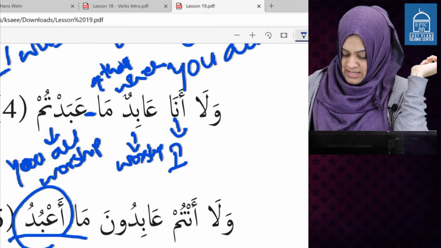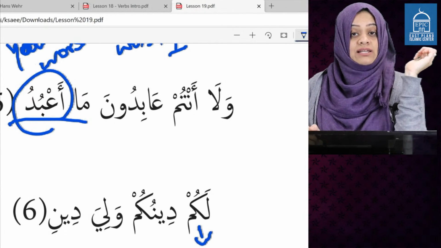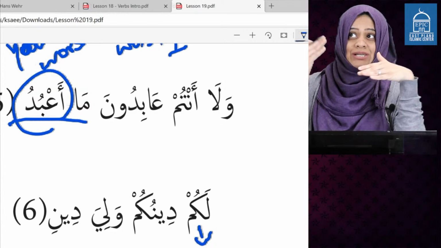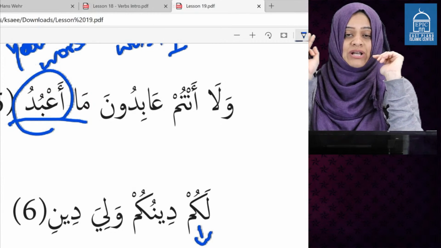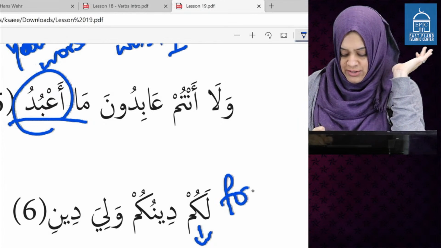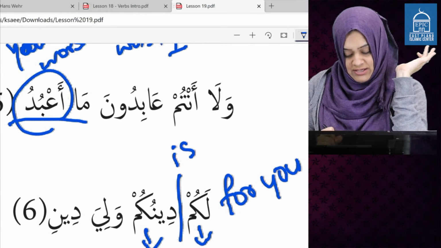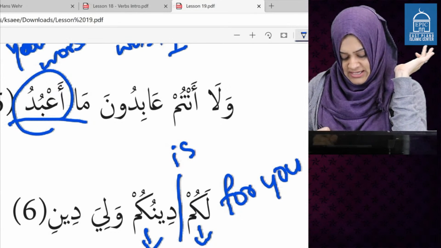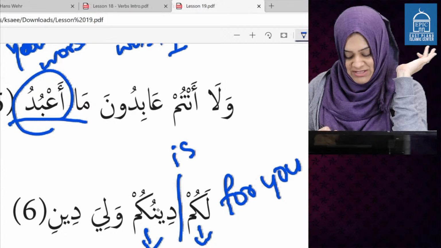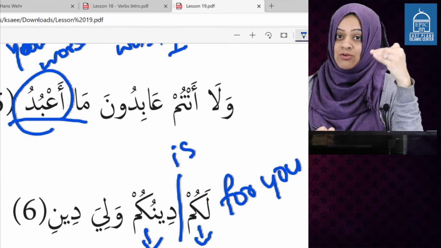Okay? And then the last line, lakum dinukum, for you. Lakum is what? So li is jar, la is also jar. When it comes with the attached pronoun, li becomes la. Okay? For you, okay, is idafa, your deen. Deenukum, this is idafa construction. Deen is mudaf, and kum, attached pronoun, is mudaf ilayh.